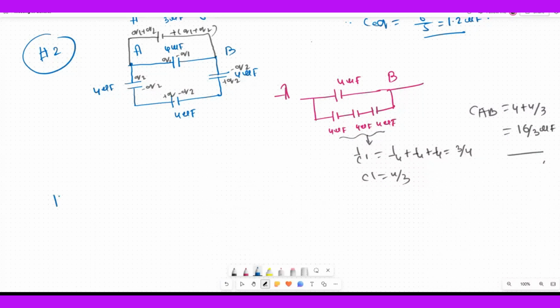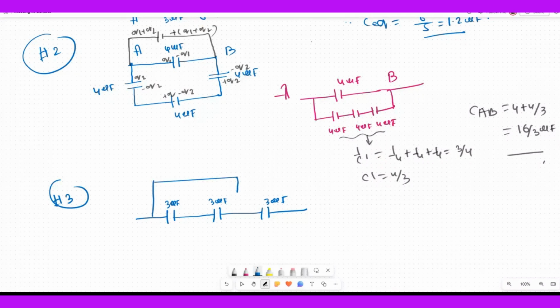Now, this one, where there are three capacitors in this form. This is 3 mu f, 3 mu f, 3 mu f again, and taken differently also. The same type of calculation will be there. Join these 2 points by a connecting wire. You have to find the equivalent capacitance between 2 points A and B.